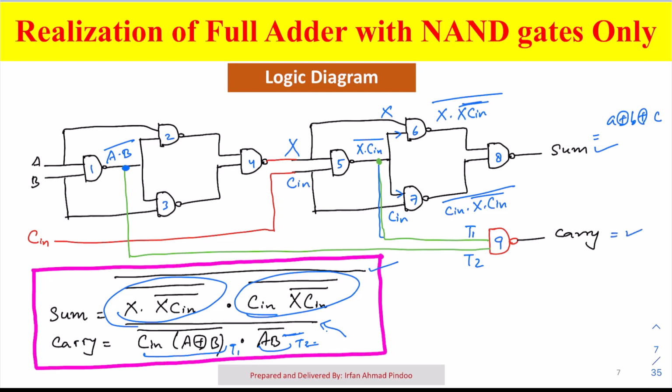There is one important point here for your competitive exams. If they ask you how many NAND gates are required to implement a full adder, the answer would be 9. So 9 for full adder and 5 for half adder.